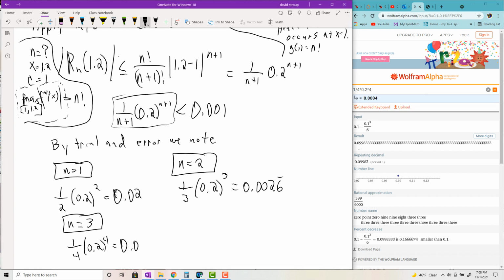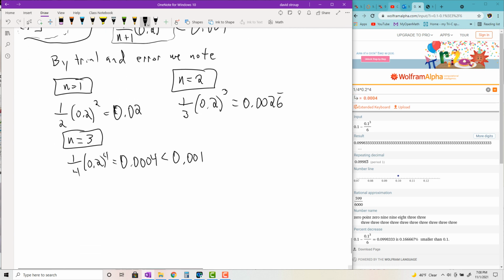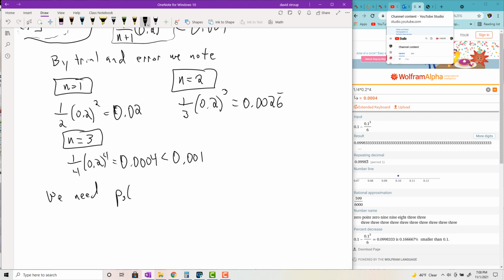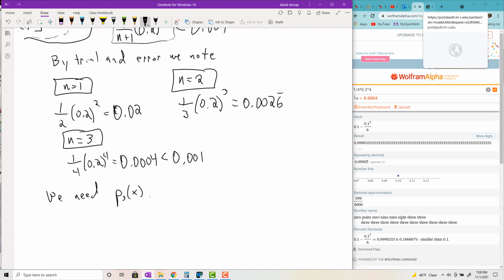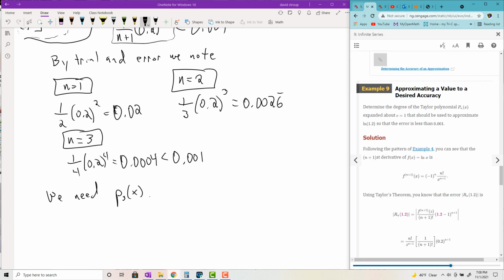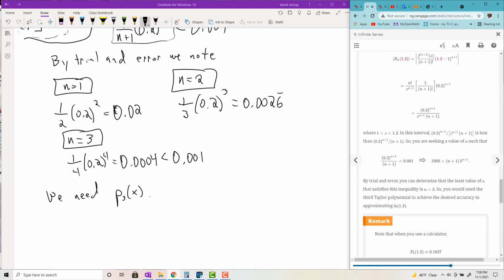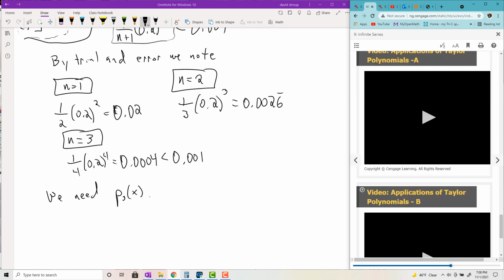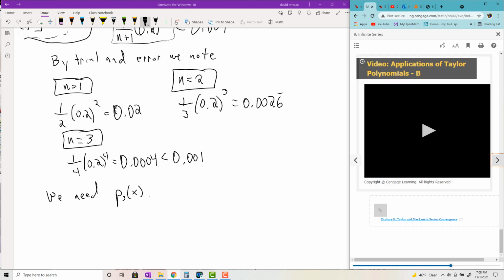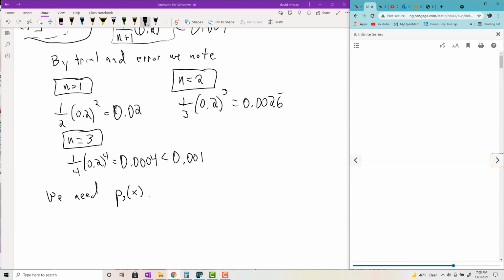So 0.0004 is definitely less than 0.001. So we need a third degree polynomial. We need p sub 3 of x. Okay, going back to the book and make sure we get the same answer. Yeah, p sub 3. Okay, all right. Is that it? Yeah, and then they go on to the homework.